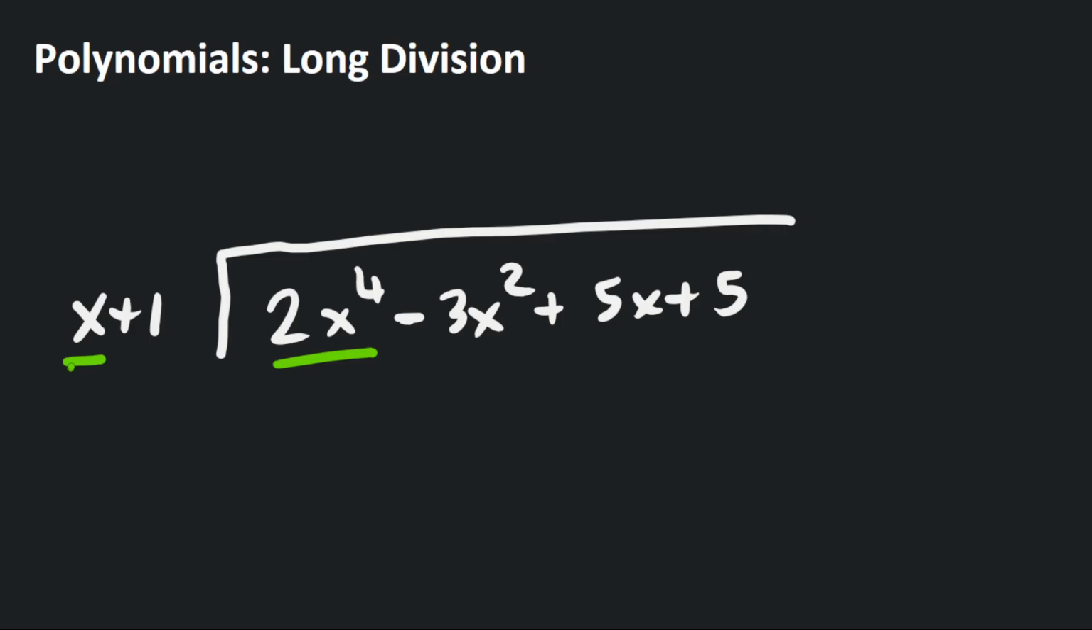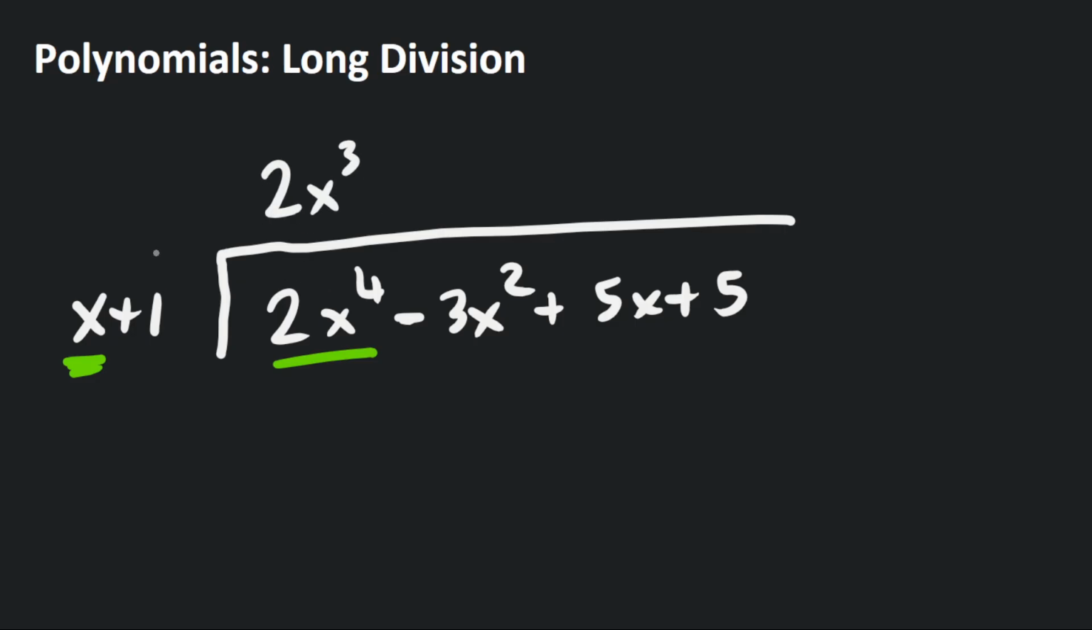So the leading term of the one on the outside, the one we're dividing by, is x, and the leading term of the one on the inside is 2x to the fourth. So now the question is, how much does x go into 2x to the fourth? In other words, what's 2x to the fourth divided by x? This comes out to 2x to the third. So 2x to the third, we'll put that up here as part of our answer.